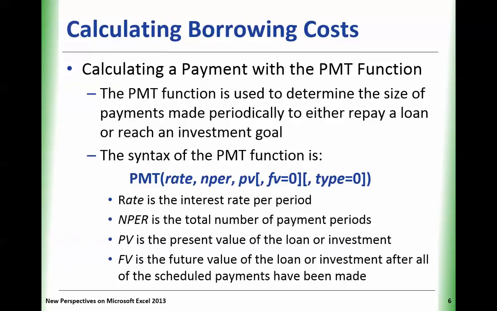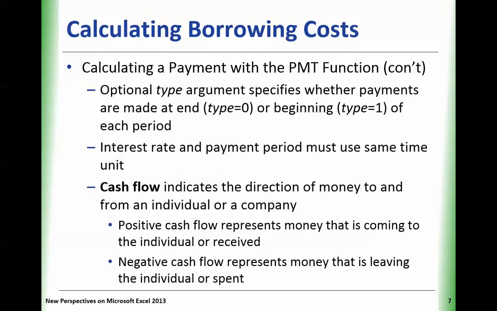Let's see. The next we're going to be doing borrowing cost with the PMT function. To calculate a payment with a PMT function, we're going to use an optional type argument, whether payments are made at end, type 0, or beginning of each period. And an interest rate and payment periods must use the same time unit.